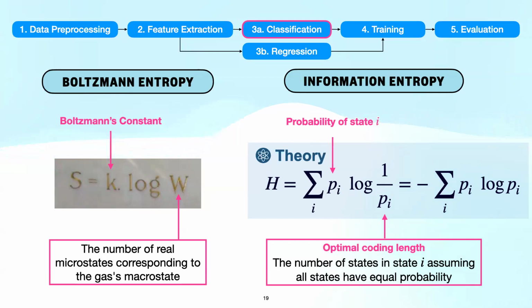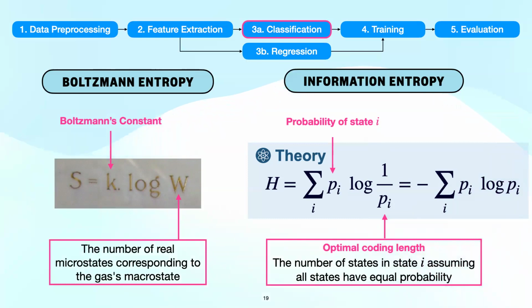Probably in the first several lectures of thermodynamics, you learn this thing called Boltzmann entropy, which is calculated using this equation. Boltzmann entropy contains two parts. First is the Boltzmann constant, and the second is this number W, sometimes capitalized omega. I was really confused when I first took thermodynamics. I didn't understand what this means. The definition on Wikipedia tells me it is the number of real microstates corresponding to a gas macrostate.